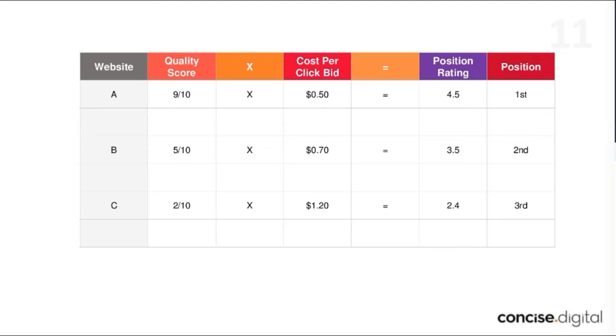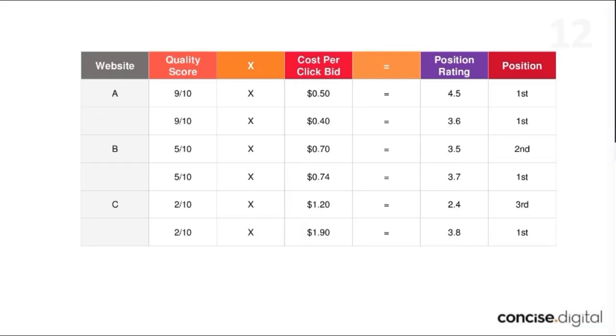What the bot then does is it times these numbers out very simply to give you a score called a position rating. Okay, don't misunderstand that for position. It's a position rating, like a score. So the first one, 9 times 0.5, 4.5. Next one, 5 times 0.7, 3.5, 2 times 1.2, 2.4. Okay, very simply, the advertiser with the highest score would get first place. Next highest score gets second place. Next highest score gets third place. Very simple. But here comes the clincher.